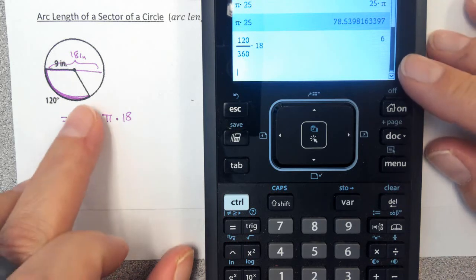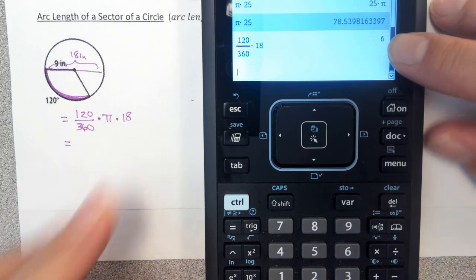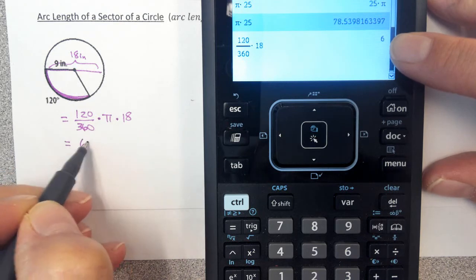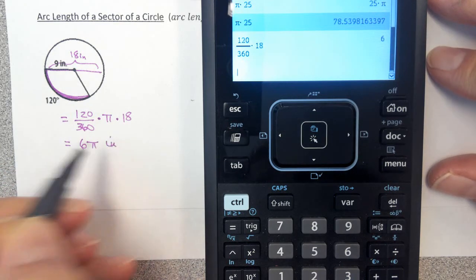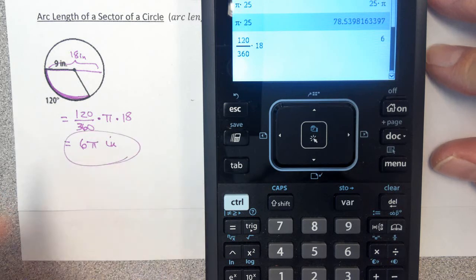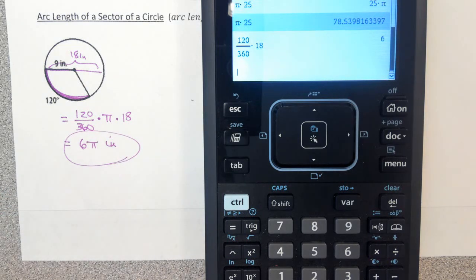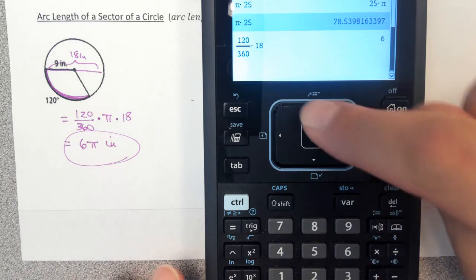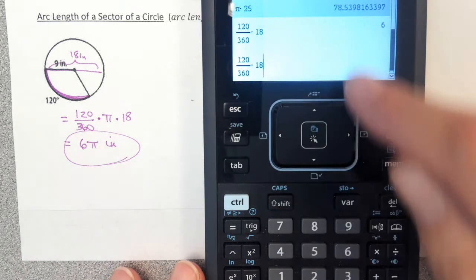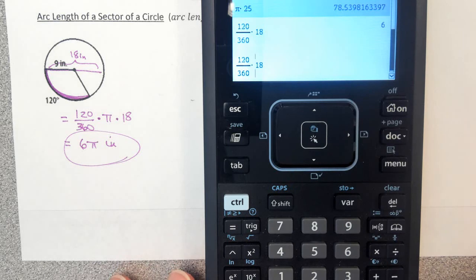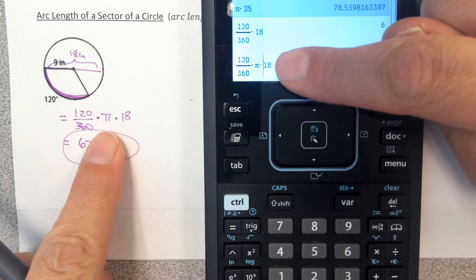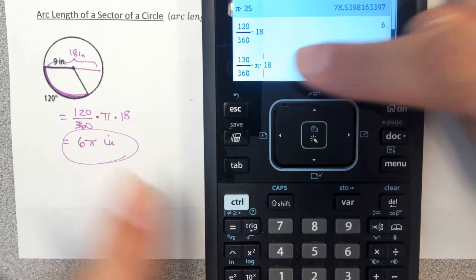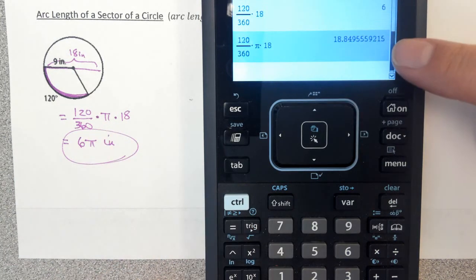So it turns out that 1/3 times 18 is 6. So this is 6, and then bring down the pi. 6 pi inches is the arc length. If we needed a decimal form, and I'm not going to actually put it on paper, but we could, when we type it in, instead of skipping over the pi, we could say times pi times 18, make it look just the way it does on paper, and the calculator will give us a decimal approximation of about 18.8 inches.